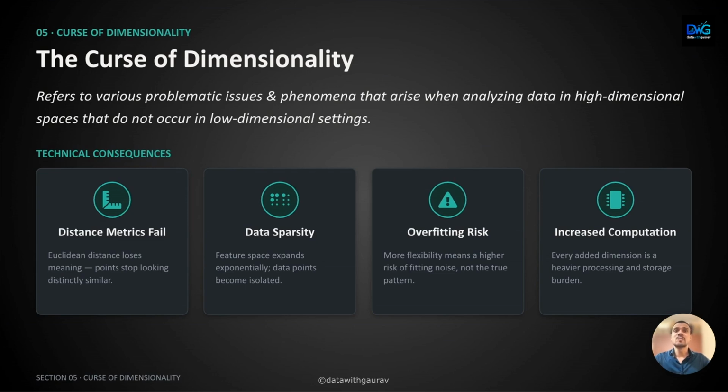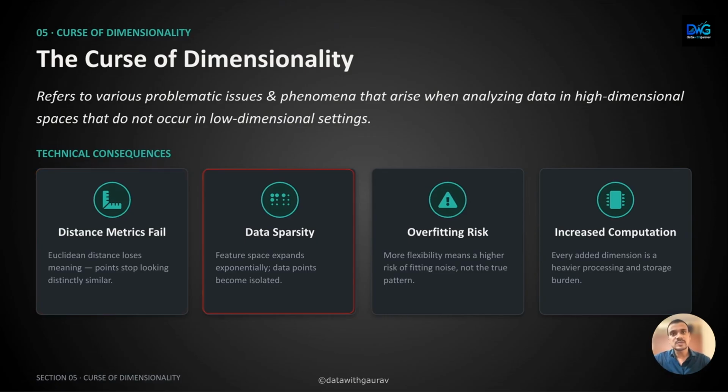In other words, simply adding more features does not always make a model better. Beyond a certain point, it can actually make learning much more difficult, much less reliable, and more computationally expensive. The curse of dimensionality has four major consequences. The first is distance metrics fail. What does that mean? As the number of dimensions increases, the notion of distance becomes less meaningful, making it very difficult for distance based algorithms to distinguish between similar and dissimilar data points.